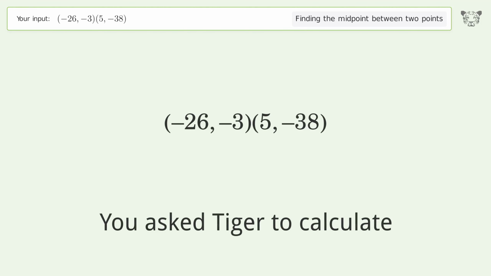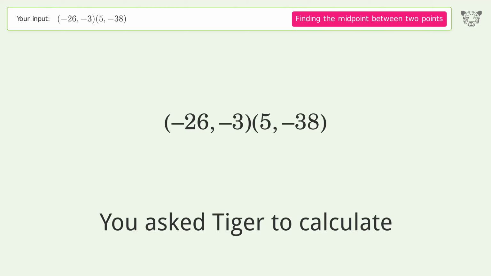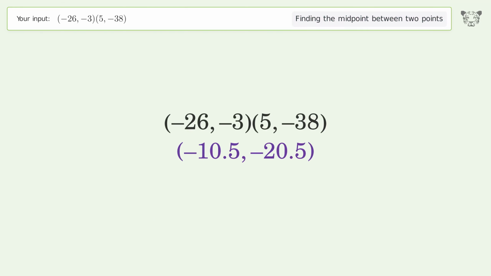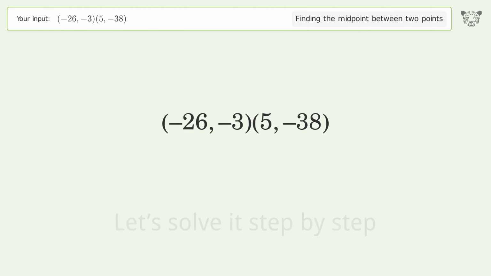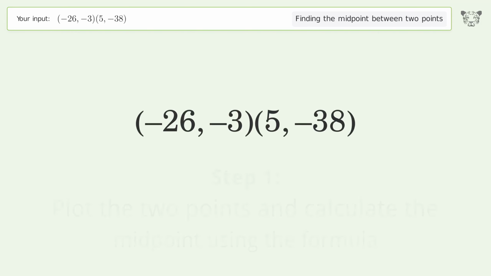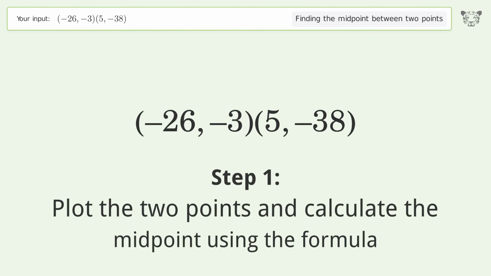You ask Tiger to calculate. This deals with finding the midpoint between 2 points. The midpoint between the 2 points is -10.5, -20.5. Let's solve it step by step. Plot the 2 points and calculate the midpoint using the formula.